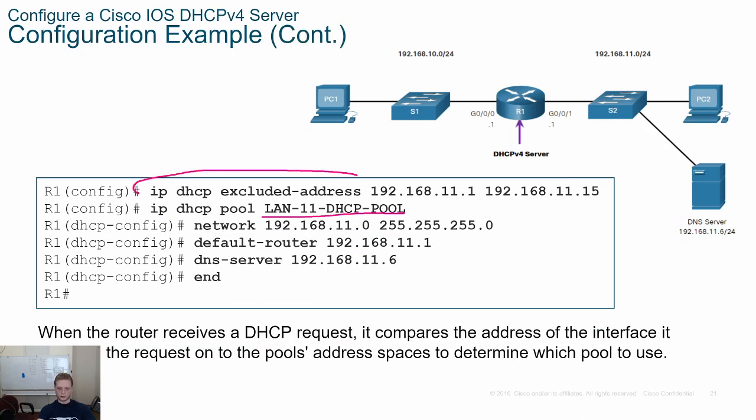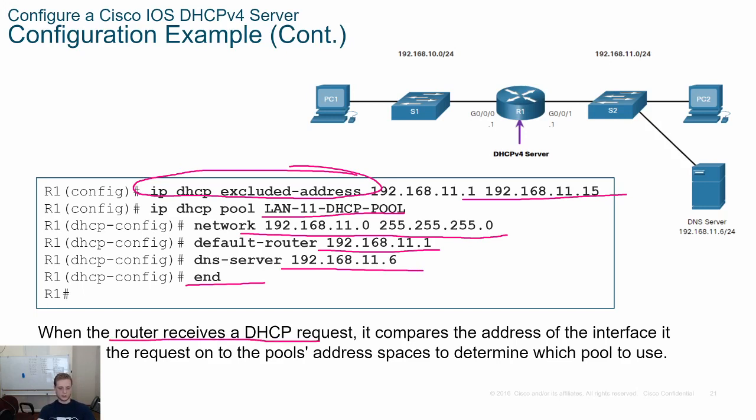Then we have our LAN 11. Remember, we exclude addresses first. Very important to remember. 1 through 15 looks like we save for static addresses. And then we'll have our network command here, default router, DNS server. And that's all the information we want here. We don't need a domain name or anything on this particular one.